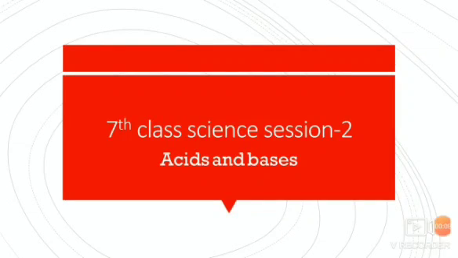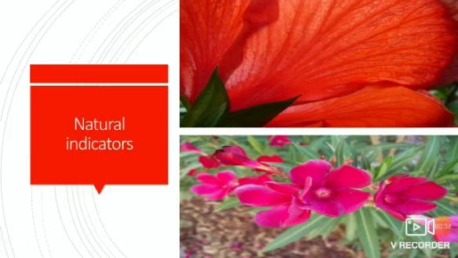Let's continue our acids and bases session 2. Before that, we recall some basics about what is an indicator. What are indicators? The substances which indicate a change in color when some other substance is added to them are known as indicators. So now here you are seeing some of the examples of indicators.